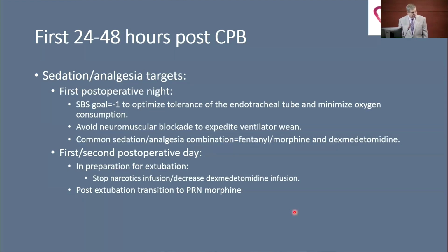And then the common combinations we use, and this is, again, not unique, are fentanyl or morphine and dexmedetomidine. We try not to use benzodiazepines as first line because of the negative inotropic effect of benzodiazepines with the benzodiazepine receptors in the myocardium, as well as the anxiolytic effect that might decrease their sympathetic tone and create hypotension. So we try not to do that, not to mention the delirium associated with benzodiazepines as well.